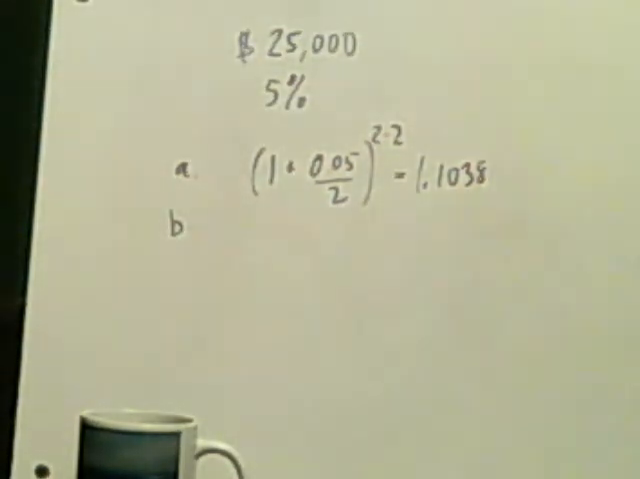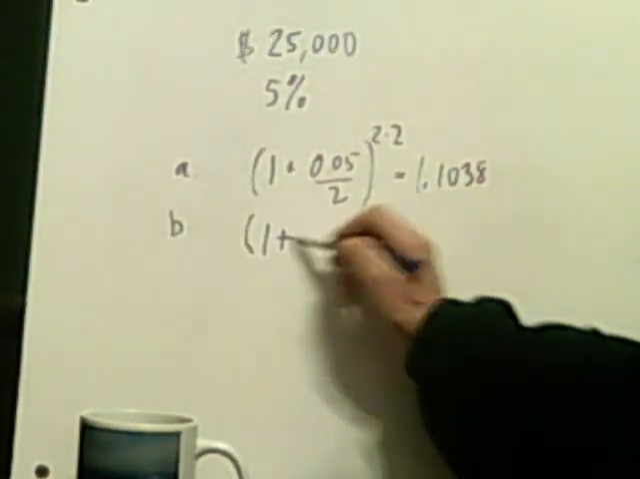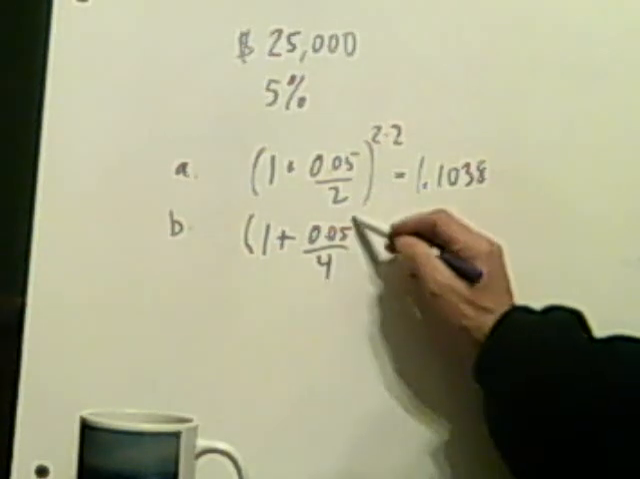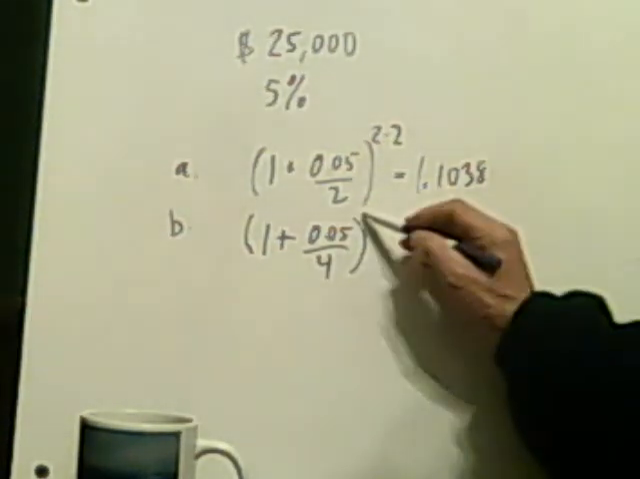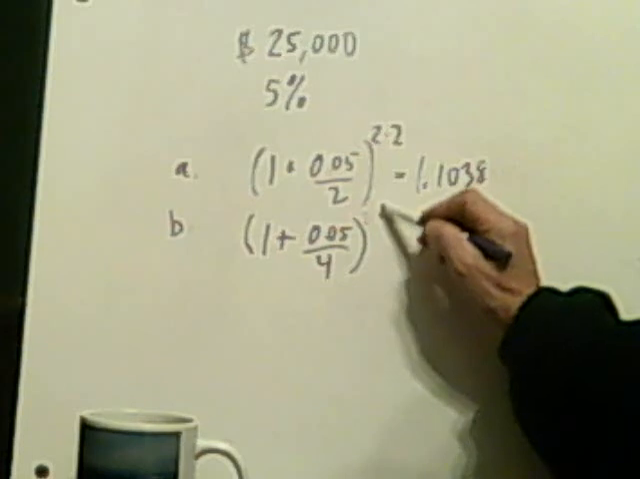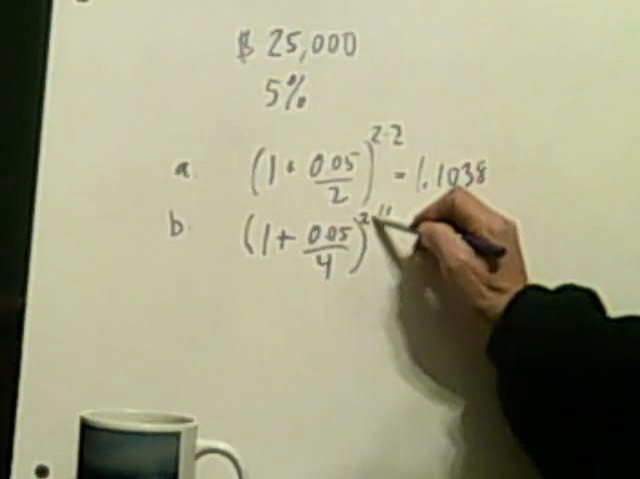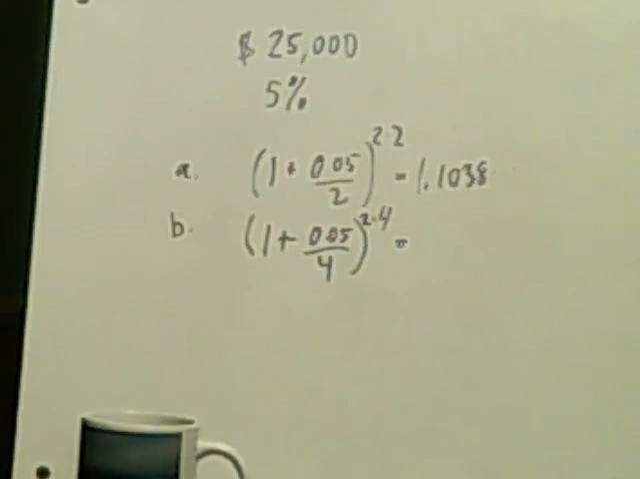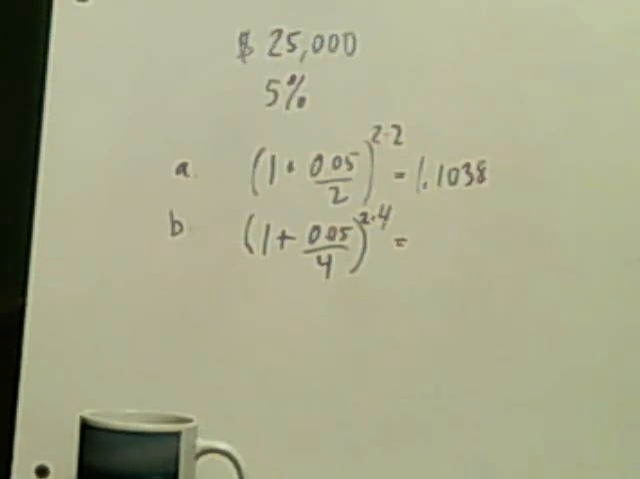So now we're going to do B. That's quarterly. That's going to be 4 times a year. So the formula says you take the 5% per year, but it's done 4 times a year, so you're only going to get 1/4 of that each time it gets compounded. But you're going to get a total number of compoundings of 4 per year. So that's going to be 1 plus 0.05 divided by 4. That's 1.25%.